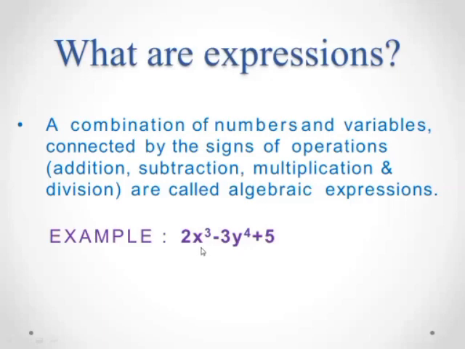Example is given to you here. You can see the first term and the second term, that is 2x cube and 3y raised to the power minus 4, both are connected with negative sign. And the second term and the third term both are connected with positive sign. What is the third term? Third term is only 5. So first term is 2x cube, the second term is 3y4 and the third term is 5. This is a three-termed expression.